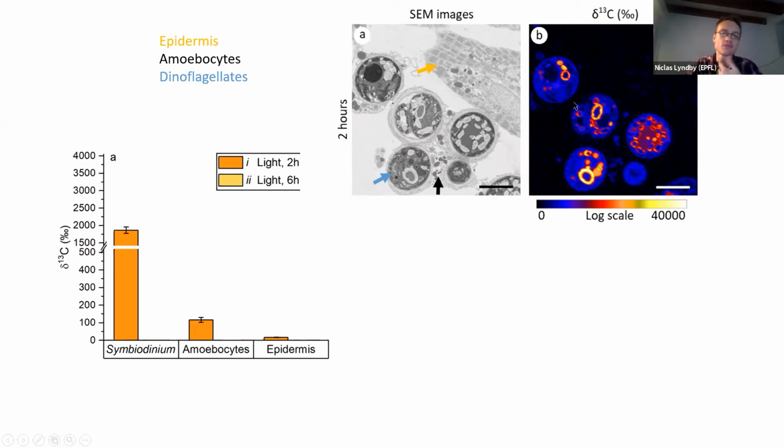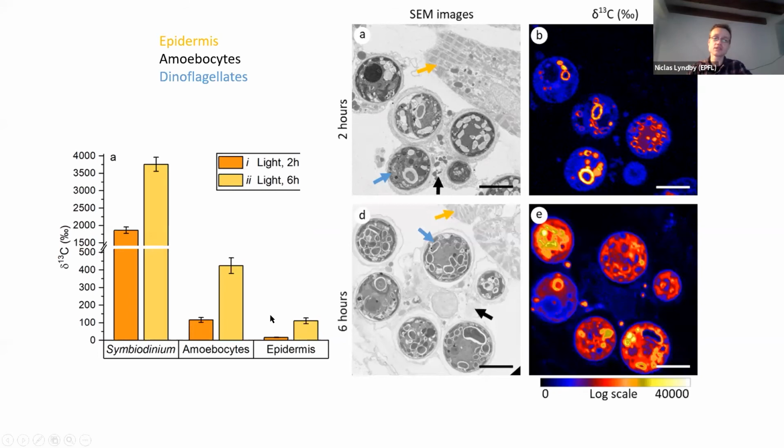And just looking at the ratio images, we can already see from a 2-hour pulse labeling that we have enrichment, especially in the pyrenoid structures and in the starch granules of the algae. But we also start seeing small dots appearing inside of the amoebocytes, and these are lipid structures, which is basically photosynthate that the algae hands over to the amoebocyte as it does photosynthesis. And of course, if we quantify these numbers, then we see that the carbon enters the system through the dinoflagellates. So we have much more carbon overall in the symbiont compared to the amoebocyte and the host tissue.